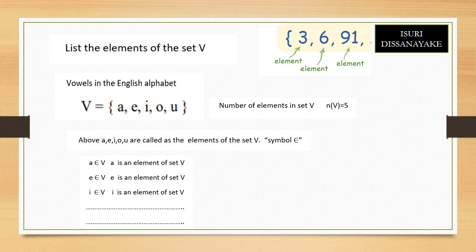You can fill the two blanks over here. And if you count, there are 5 elements. 1, 2, 3, 4, 5. There are 5 elements in this particular set V. So we can write the number of elements in set V. This is how you write it in terms of sets. Number of elements in set V is equal to 5.